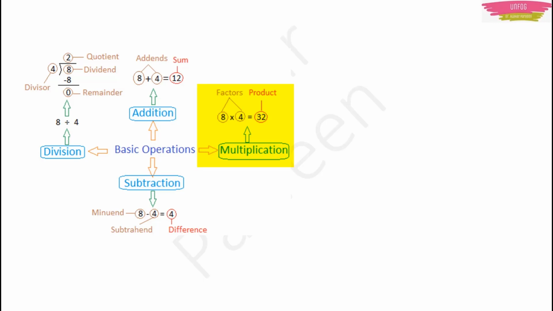And then coming to division. For example, you are dividing 8 by 4. This 4 becomes your divisor, 8 becomes your dividend, and your answer becomes the quotient. If any number is remaining after the division, that remaining number is known as the remainder. Here in this case, it is 0, so the remainder will be 0.